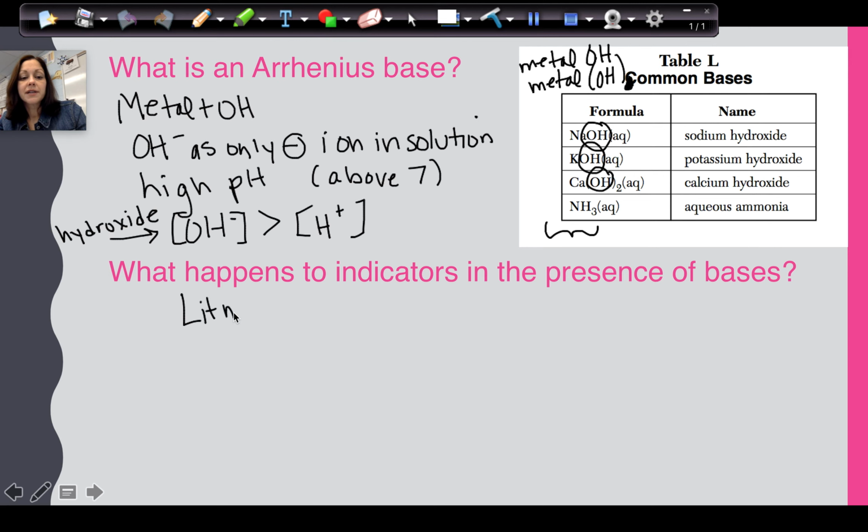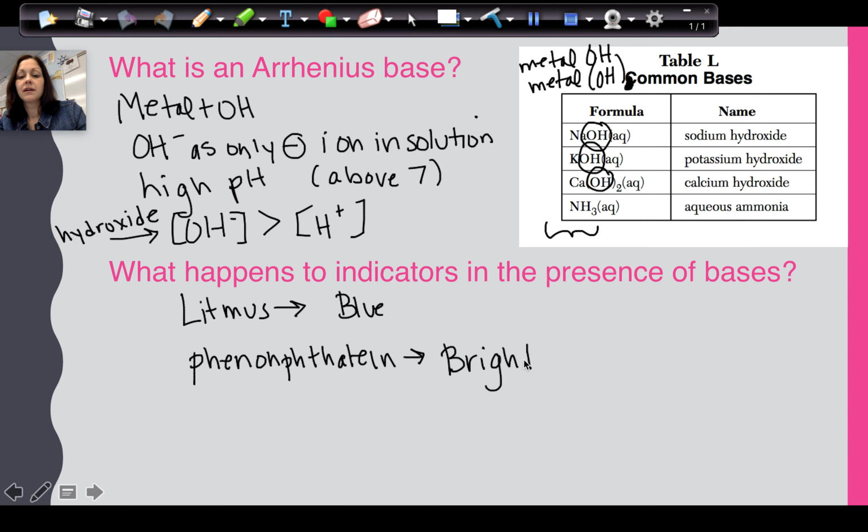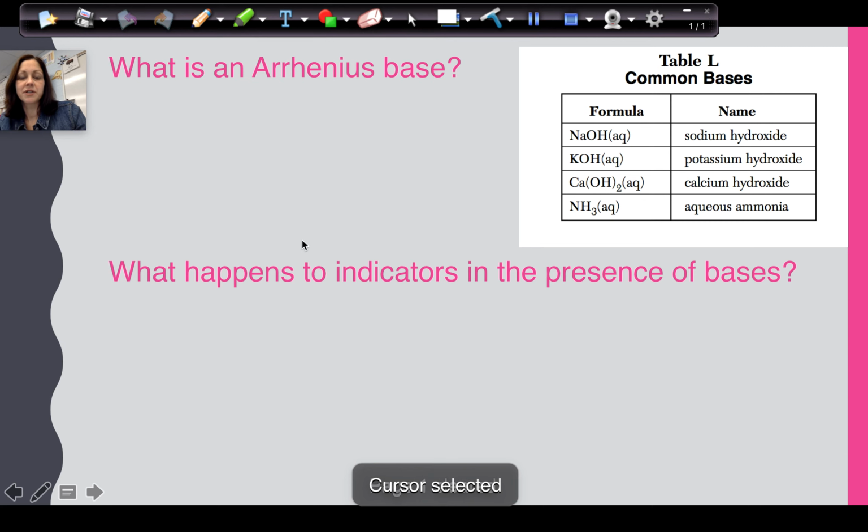For litmus and phenolphthalein, in the presence of bases, litmus, remember, is going to be blue, and phenolphthalein is going to be that bright pink, like this color and this color of the font. This is all phenolphthalein pink on this particular slideshow here, on this particular video.